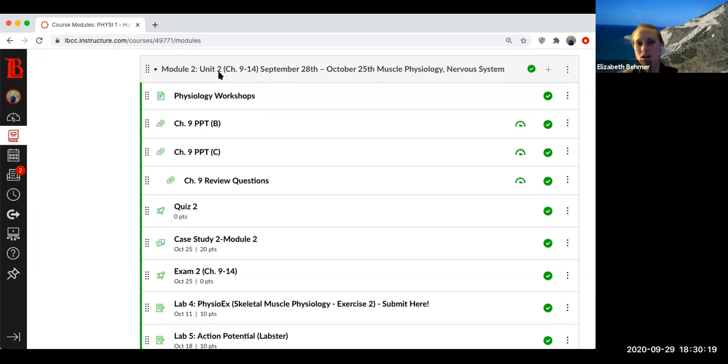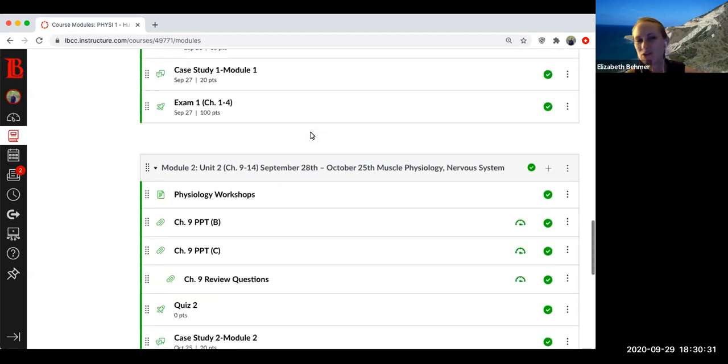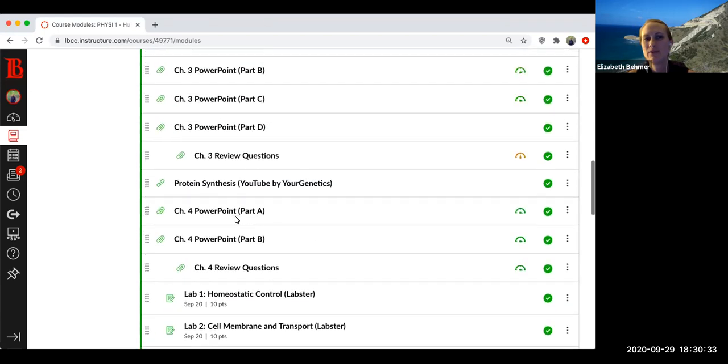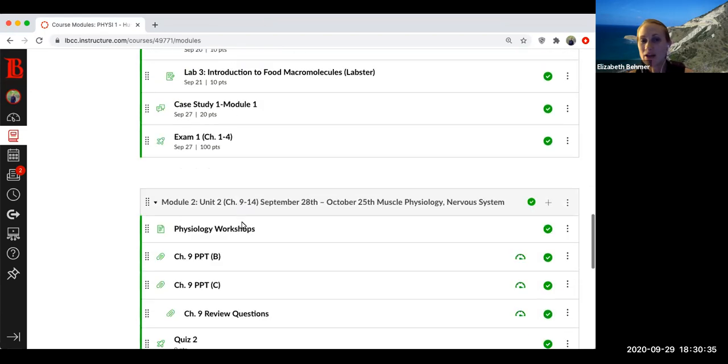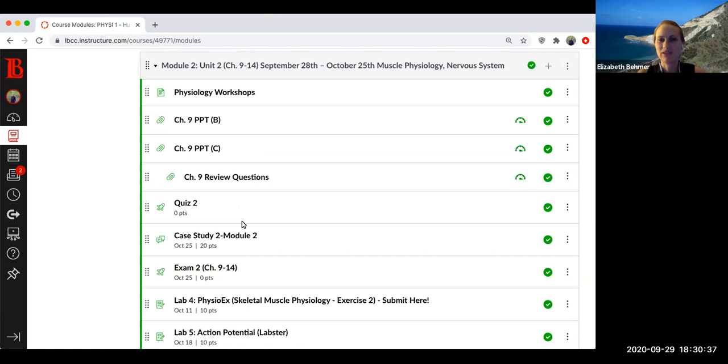But we're going to start by talking about Module 2 and why you don't see many chapters and their PowerPoints there. That is because I'm all out of space in Canvas. This hasn't happened at other schools, but for Long Beach, I've run out of space. So what I'll have to do is take out the PowerPoints from a previous module so I can get space in Canvas to upload this module's PowerPoints.